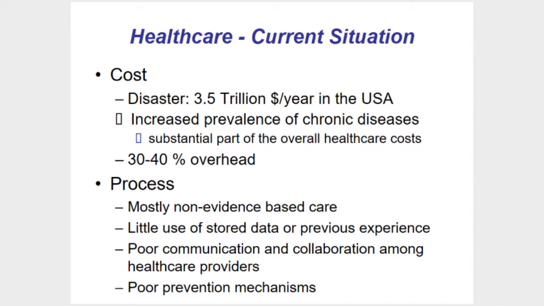The cost of healthcare in the US, for example, is $3.5 trillion a year. So we're talking about $3,500 billion that the US spends on healthcare every year. That represents around 20% of the GDP in terms of spending. And of this huge amount of money spent in healthcare, 30 to 40% of it is overhead.